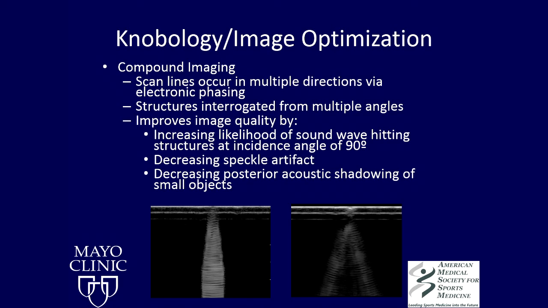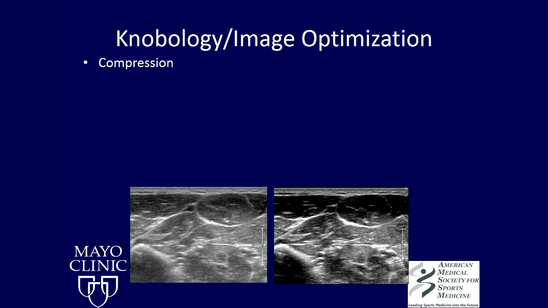What that does is it increases the likelihood that your sound wave is going to hit the tissue interface at a 90-degree angle, which increases your reflectivity and minimizes artifact. Also, if you have a structure in this area and it blocks some of the sound wave, if you have sound waves coming in at angles, you can actually see underneath that structure that was blocking sound waves previously, so it minimizes some of the posterior acoustic shadowing that can be seen on small objects. So it's very nice and improves your resolution.